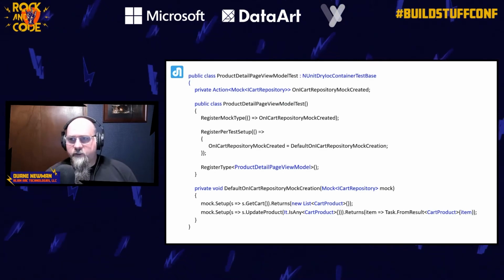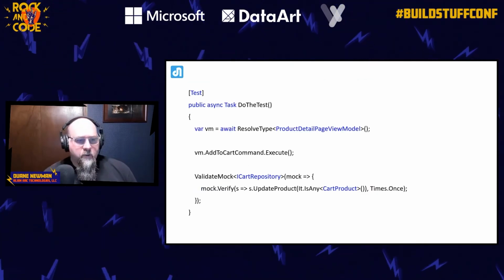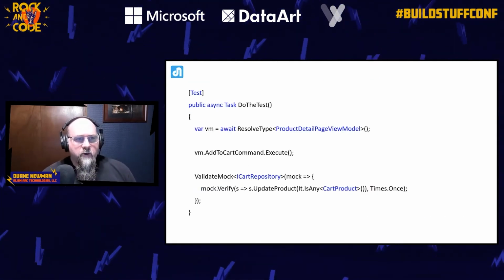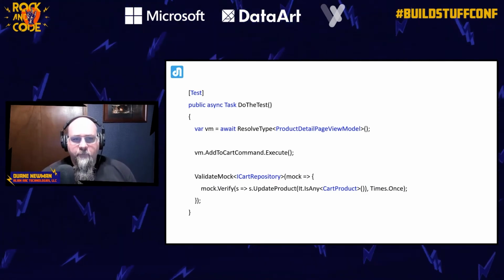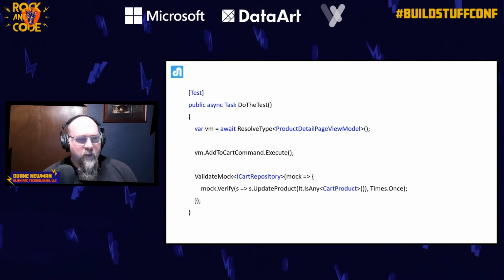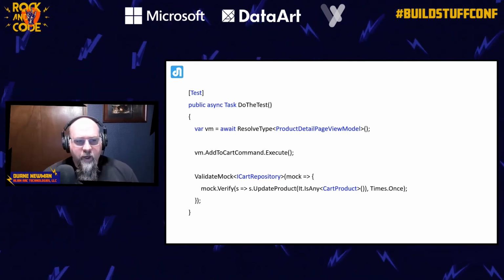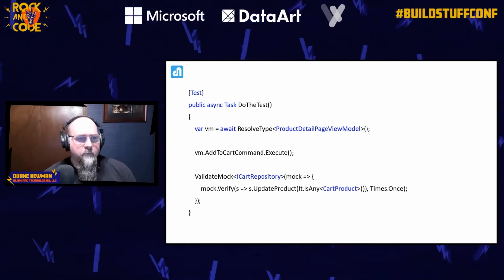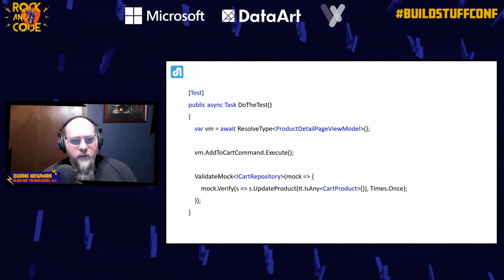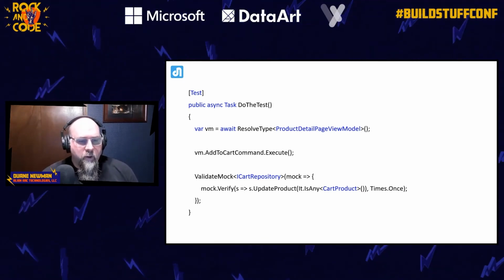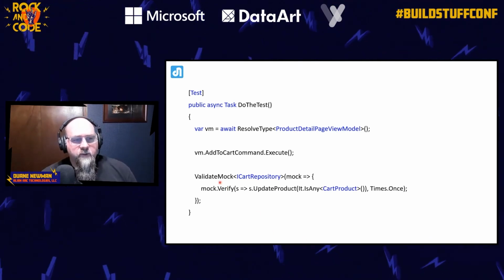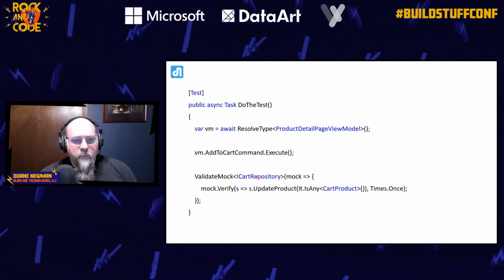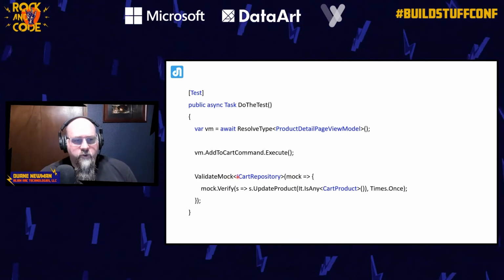And what it does is let my tests look a little bit something like this. I have the test I want to do. I just come in, I resolve the object I want to test. I call whatever it is on the object I need to call to create the test situation that I want to go through. And then I call this validate mock. And under the scenes, because we've registered this type, it controls the IOC container.